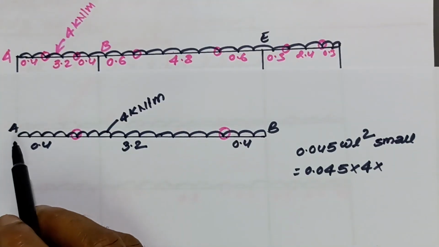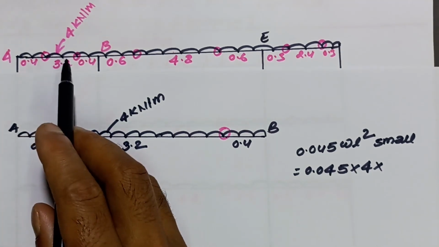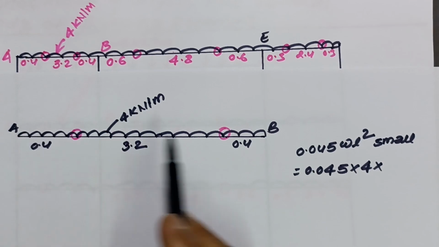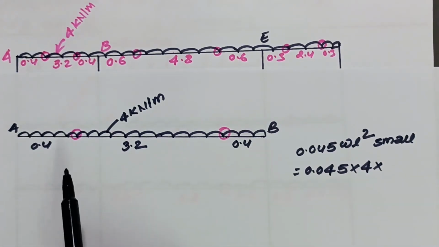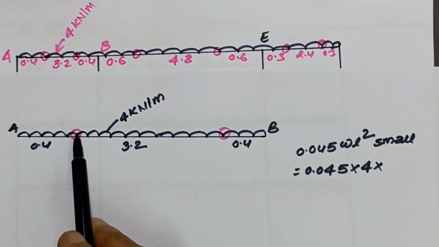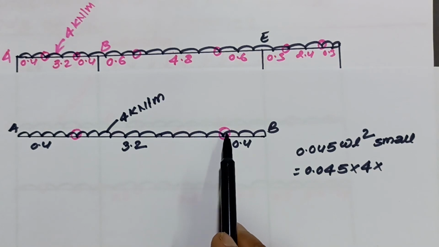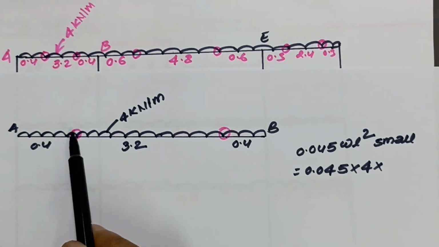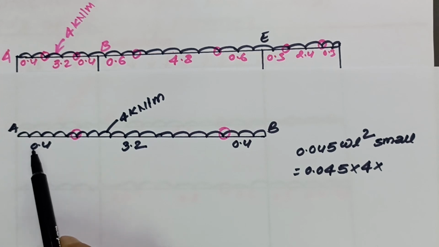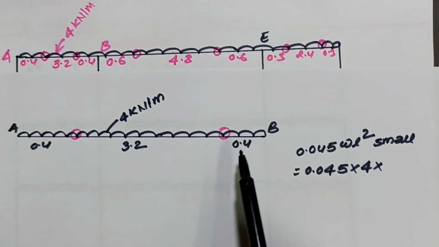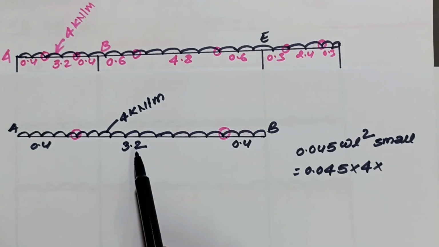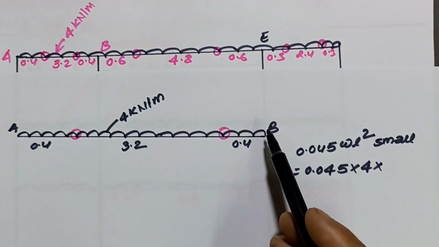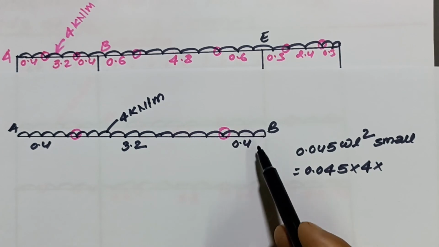In here we are taking the part of this frame, that means AB. We expand it, and this one is the point of inflection. The distance of the point of inflection from the left and right support is 0.4 meter and 0.4 meter, and the span of the middle portion is 3.2 meter. Okay, we have to calculate the bending moment here and here.